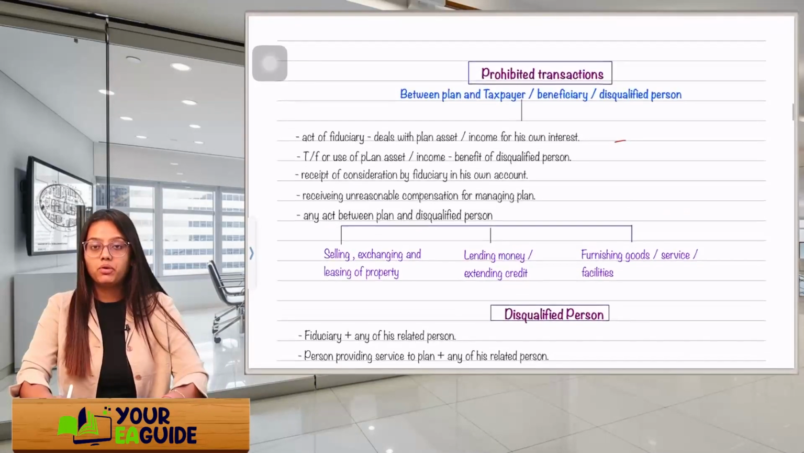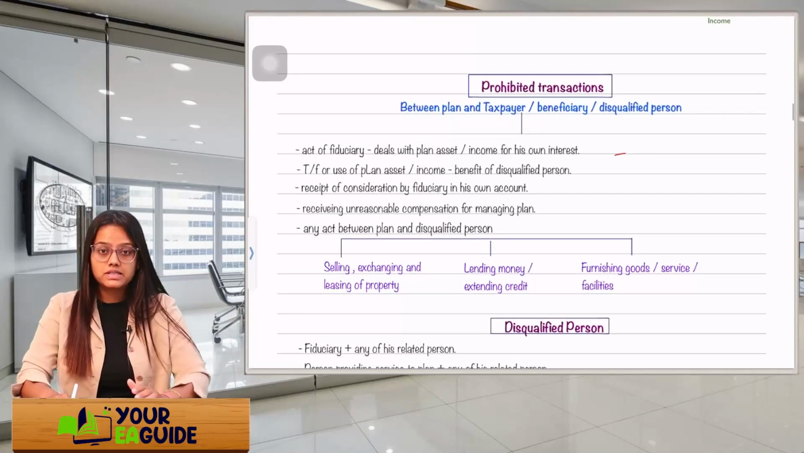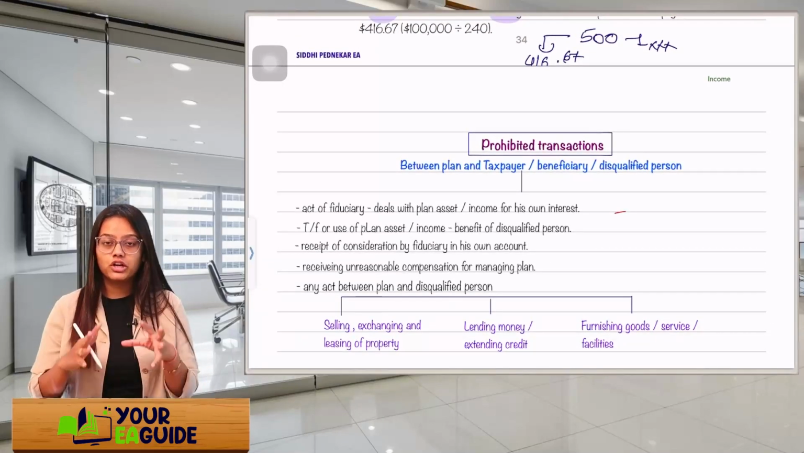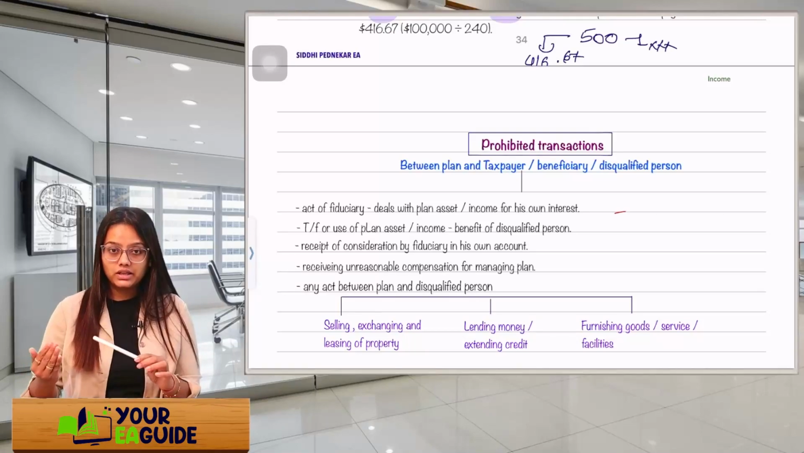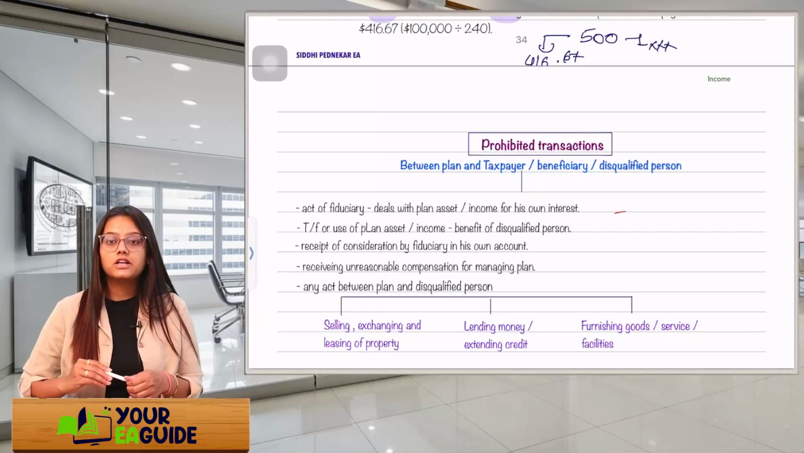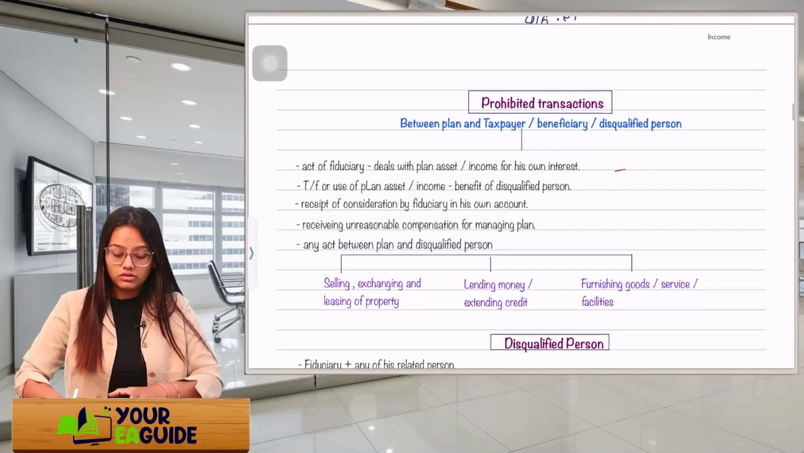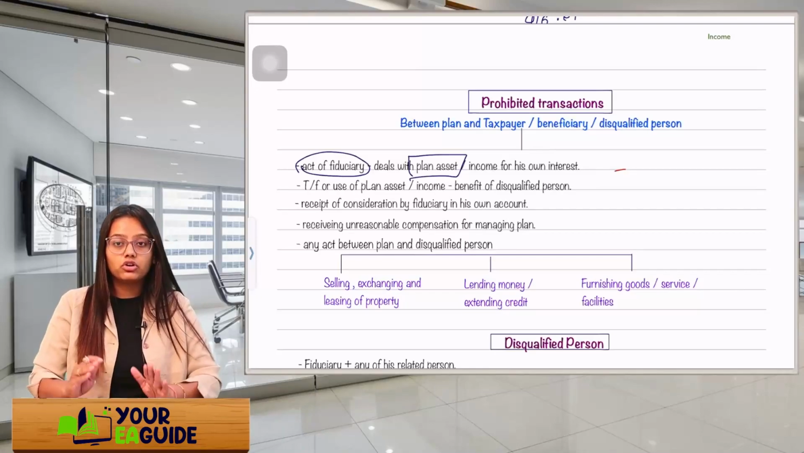Now let's see what are the prohibited transactions between the plan and the taxpayer. See, the plan means retirement plan, annuity plan. Whoever is a fiduciary trustee who is taking care of the day-to-day operations, who is taking the contribution into the account, allowing the distributions and all, that person is called a plan fiduciary. Okay, so the one who acts as a fiduciary cannot deal with the plan asset. Here plan asset means the retirement plan account, annuity account. Okay, for his own interest he cannot use that money.